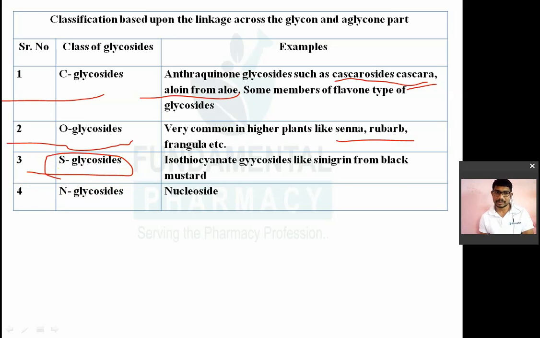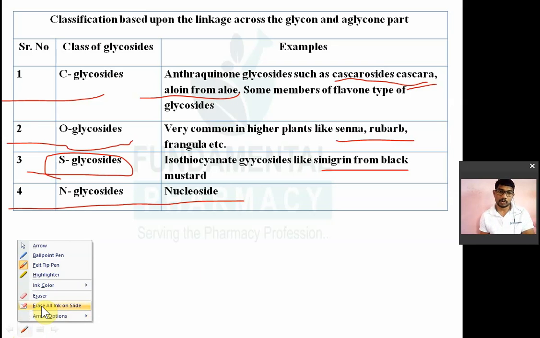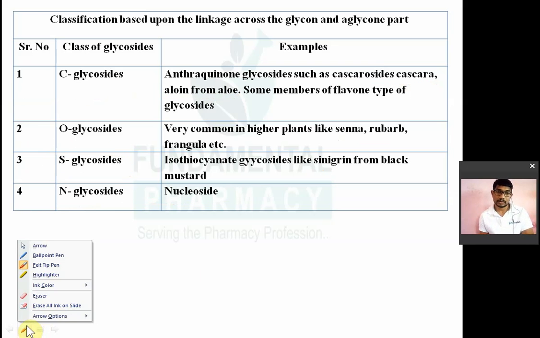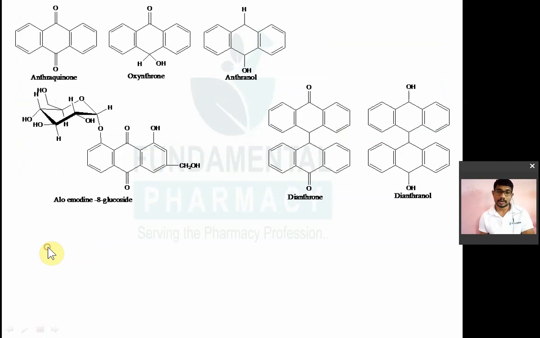So isothiocyanate glycosides, particularly sinigrin from black mustard. We have seen this sinigrin from black mustard. Then nucleosides, N glycosides or nucleosides. So N glycosides are present, for example, in the nucleotide bases: adenine, guanine, purine, pyrimidine. They form a bond with the sugar, and they are known as N glycosides. Okay. So this is again just classification depending upon the type of bond present in the glycosides, that is, the type of atom present in the glycoside bond.